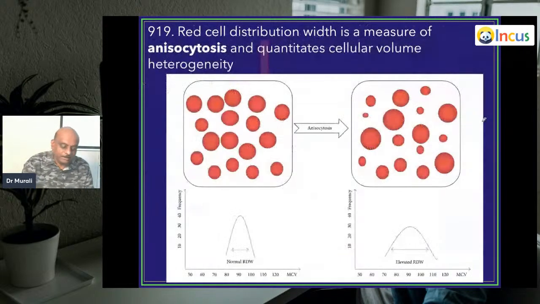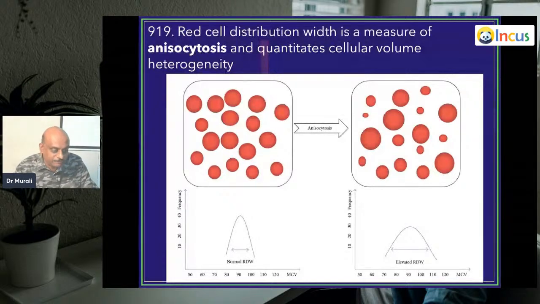Now comes the red cell distribution width. Let us have a few comments about it.